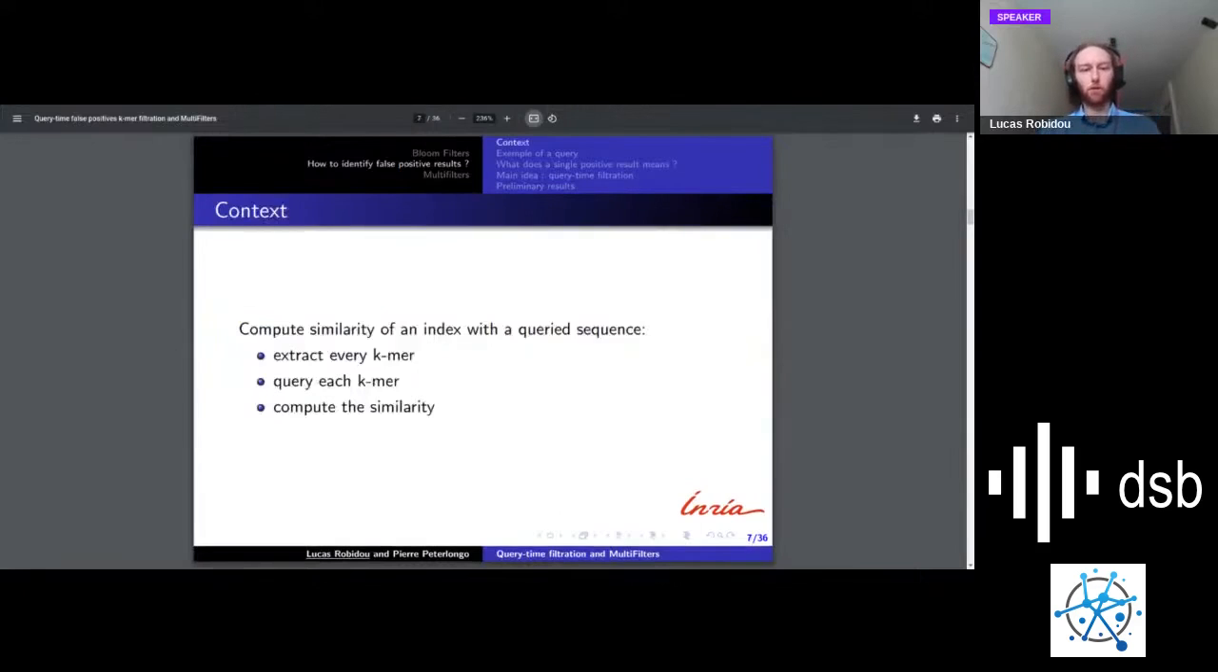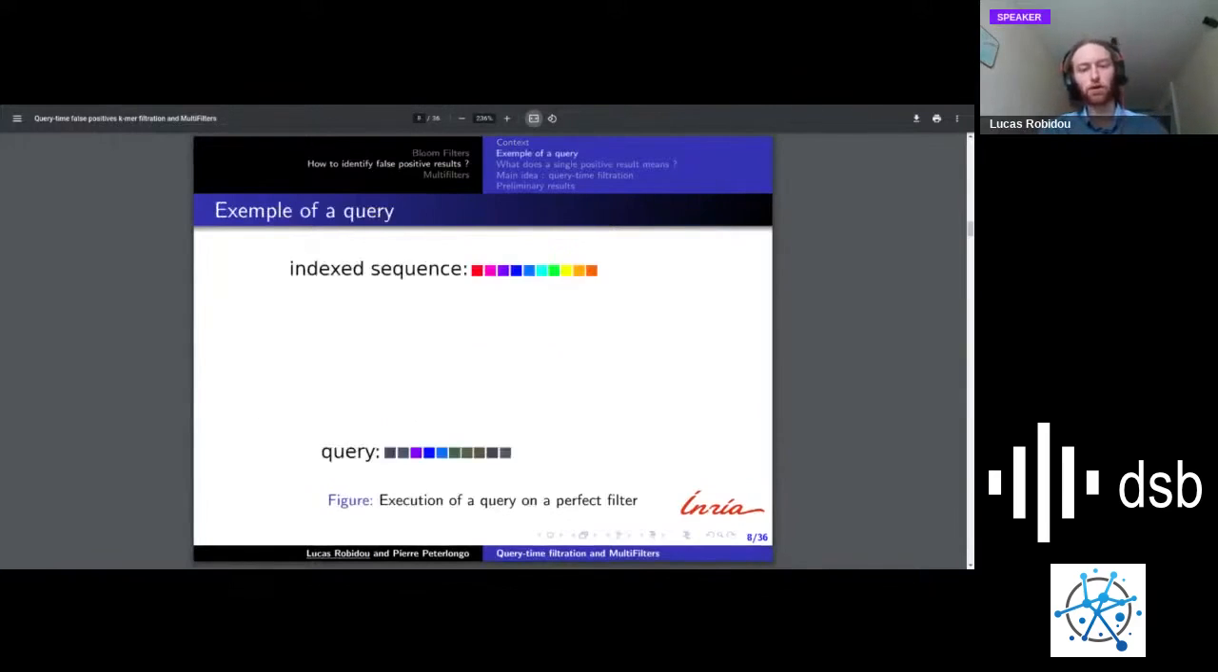So our method to identify false positive results is based on k-mers. It only works with k-mers. The context is the query of a Bloom filter that contains genomes. When you query a genome on a Bloom filter, you extract every possible k-mer inside your queried sequence. You query each one of your k-mers, and then you can compute the similarity between your sequence and your index. So I'm going to show how it works. Very basically, you have an index sequence that you want to index and a query that you want to query.